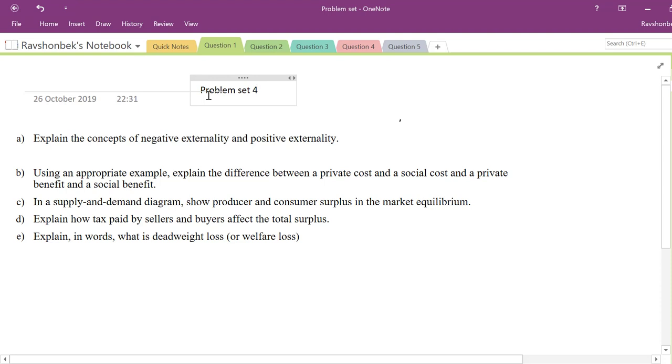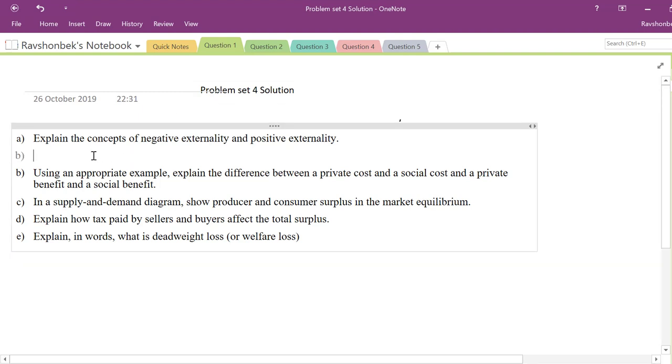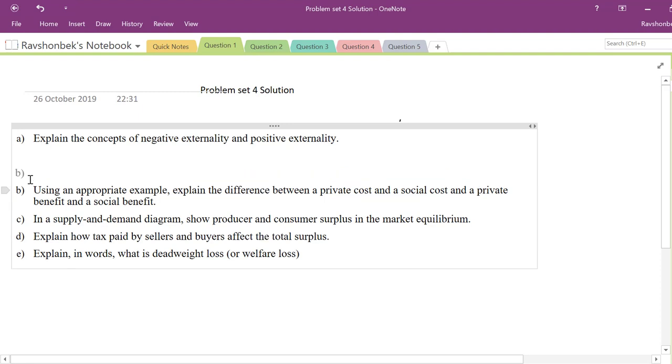Problem set 4. Solution. I couldn't record this in the last seminar session because of the malfunctioning of the software. The recording software didn't record it. Apparently, at the end, I discovered that it was just running without doing anything. That was a strange situation.